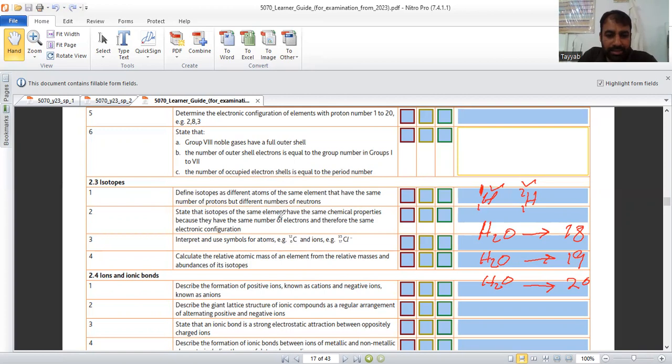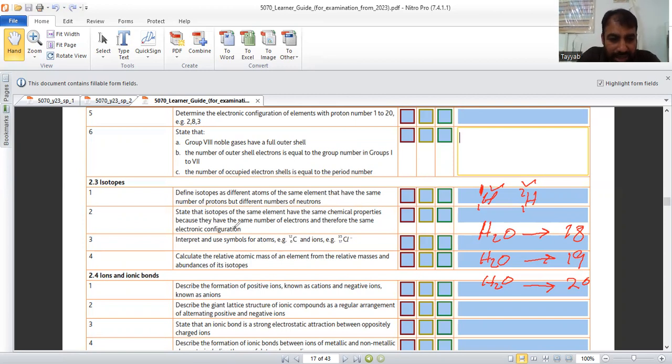Define isotopes as different atoms of the same element that have the same proton number, or the same number of protons, but different numbers of neutrons. Due to the different number of neutrons, their mass number changes. So in the definition, you can say atoms with the same proton number but different neutron number, or atoms with the same proton number but different nucleon number, because nucleon number is the sum of protons as well as neutrons.